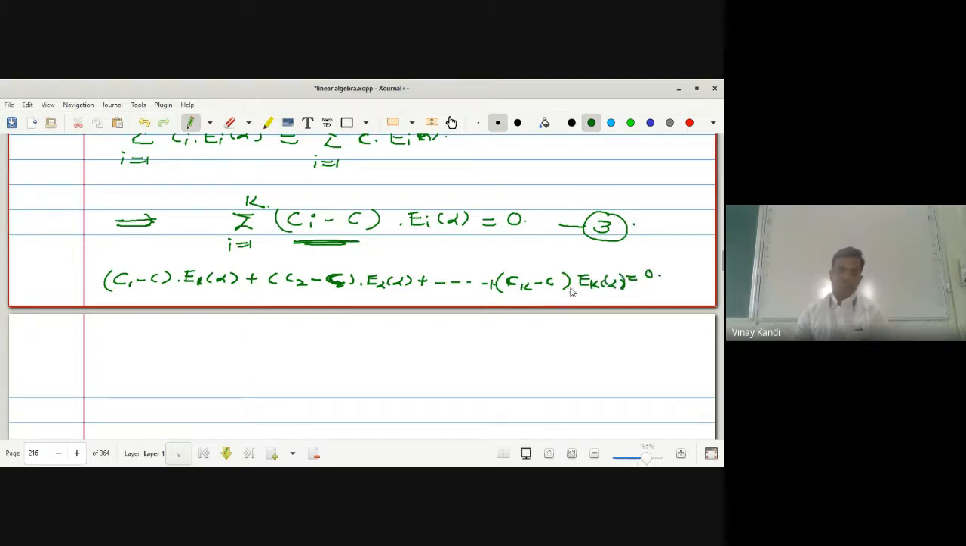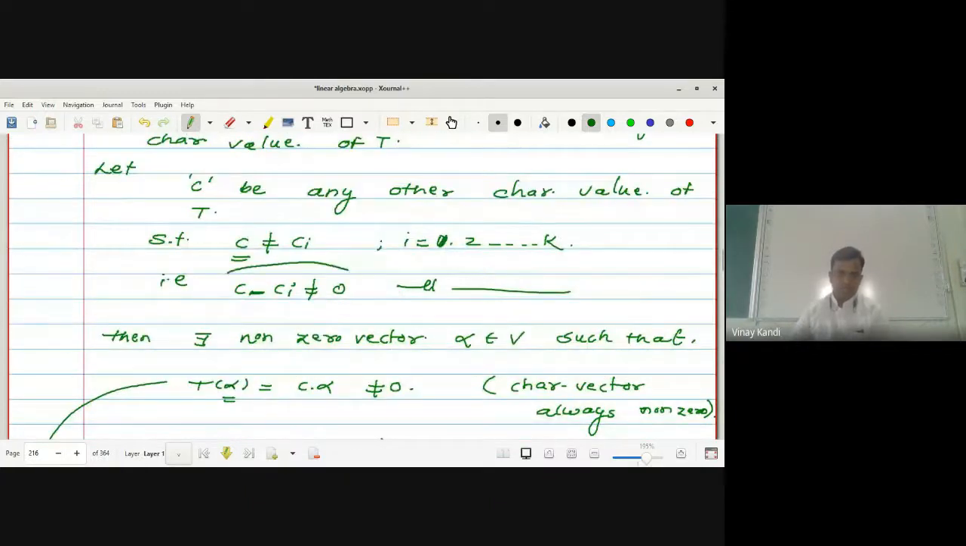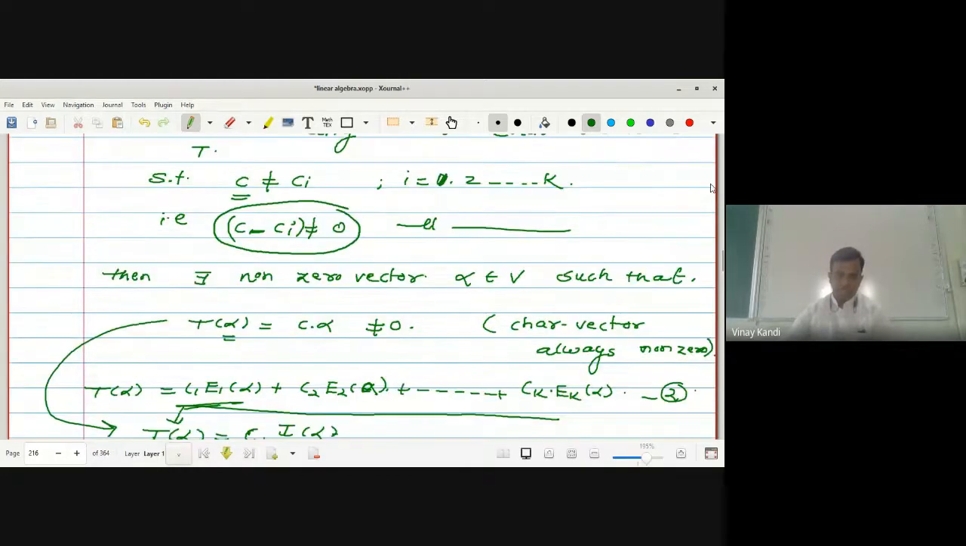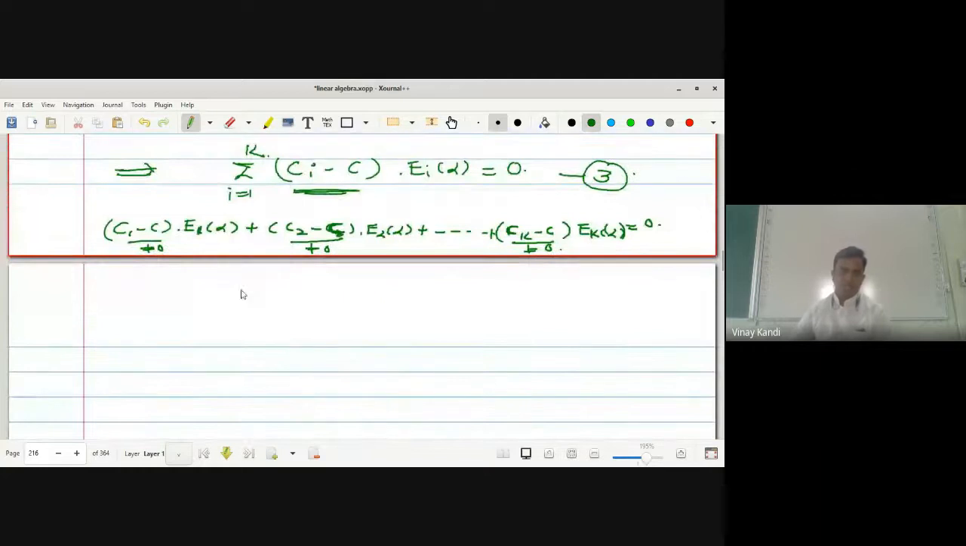Okay. Now here c1 minus c is not equal to 0. This is not equal to what? 0. Why? Look at it. For i running from 1 to k, this is not equal to 0. That means each of your operators gives 0. This one is non-zero, this one is non-zero, and the addition of the rest is 0. That means each term will be 0. Is it correct? Yes, sir.